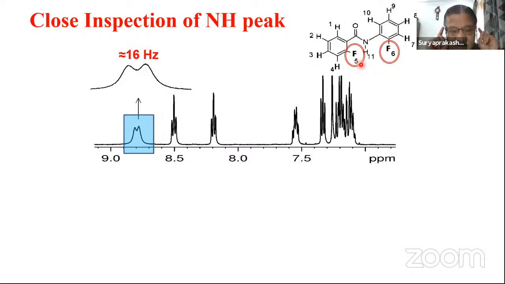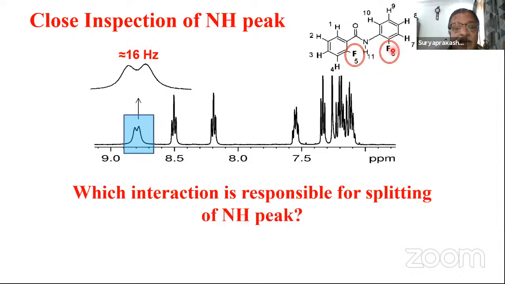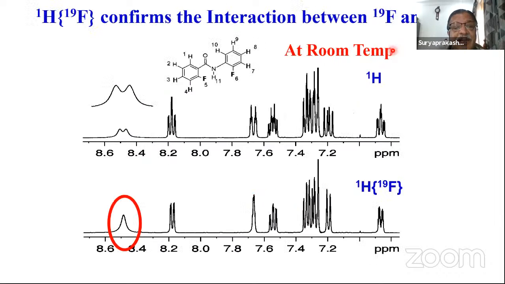This is where our real experiment and real spin physics starts. To understand this, I know this is quite unlikely, 4-bond, 5-bond fluorine-proton or proton-proton coupling. So what we did is, the simplest way is the chemistry way. You remember in this case, the fluorine is here and fluorine is here. So what we did is, we synthesized the molecules.